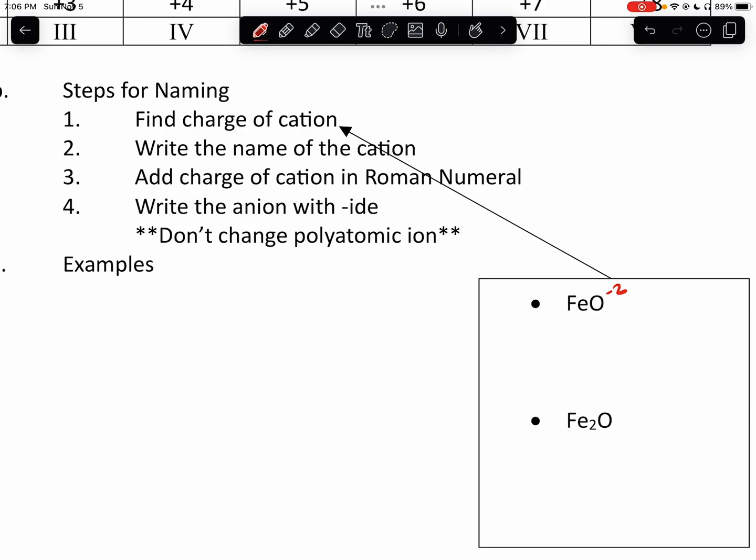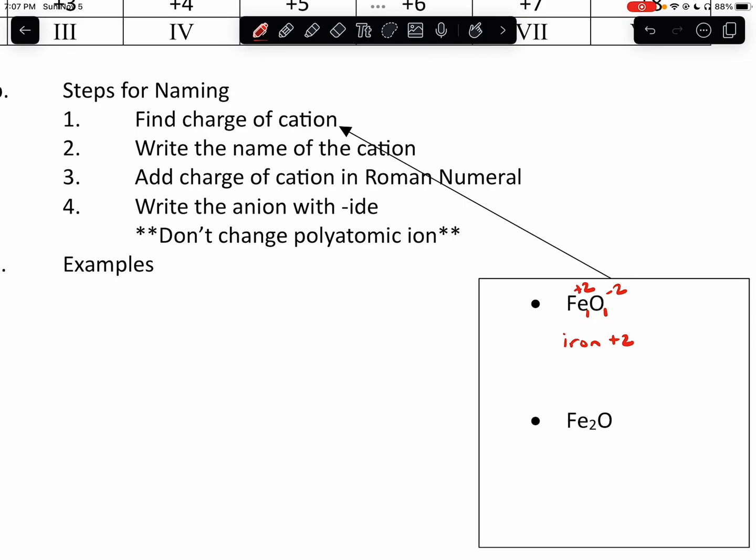Looking at this one, it's pretty simple. Since there's only 1 and 1, we all understand that there's 1 iron, 1 oxygen. That's understood when they're not written. What does each iron have to be if oxygen is -2? If you said +2, you are correct. So iron in this case is going to be +2. But in a different situation, it might change.